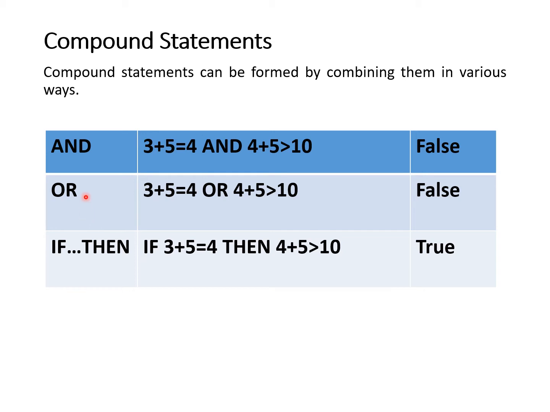And for the term or, 3 plus 5 equals 4 or 4 plus 5 larger than 10. In this case, both of these statements are false, so the final conclusion is false. For the words if and then: if 3 plus 5 equals 4, which we know is not true, then 4 plus 5 is larger than 10. So this statement becomes true. So by adding if and then, you can also change the truth of a statement.